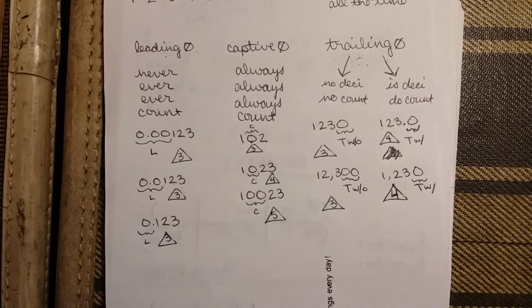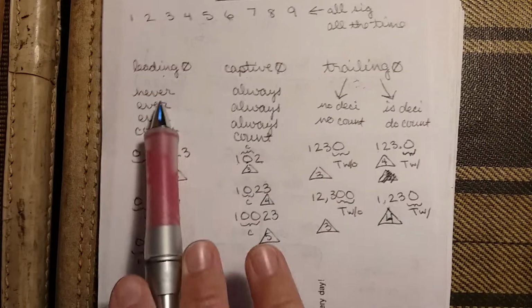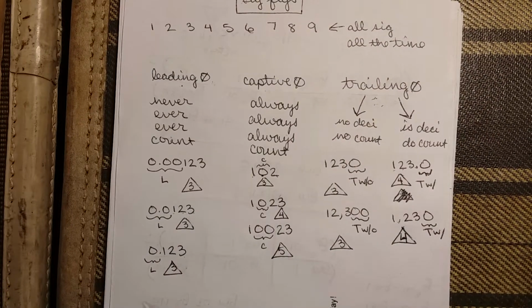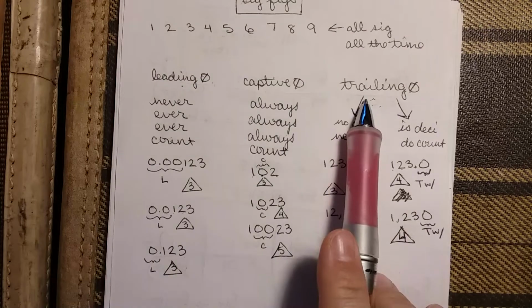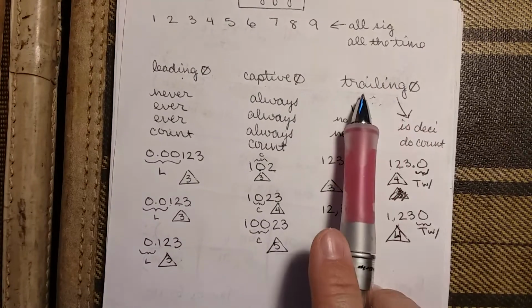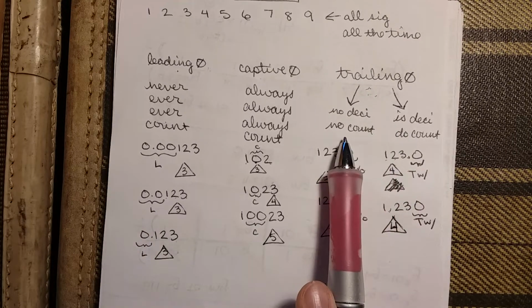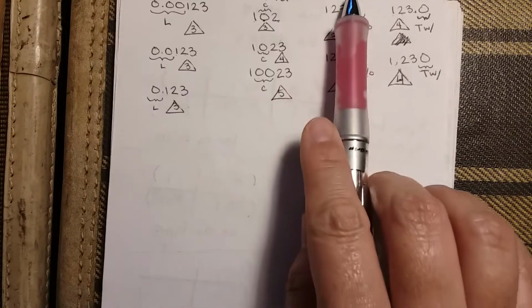Okay, so 1 or 2 questions to ask yourself. What kind of 0 are you dealing with? Only if you're dealing with the trailing do you ask yourself if there's a decimal. No decimal, no count. Remember that.